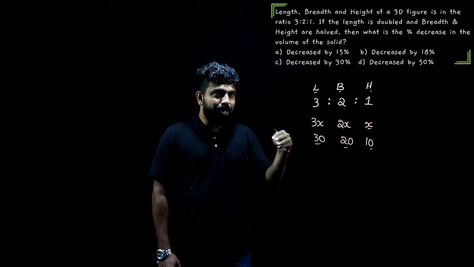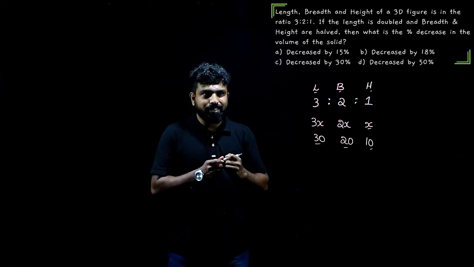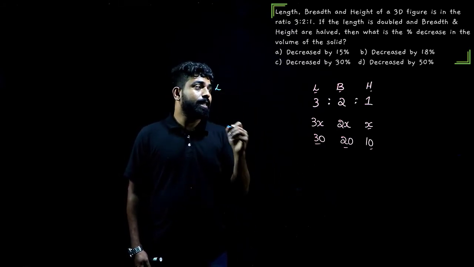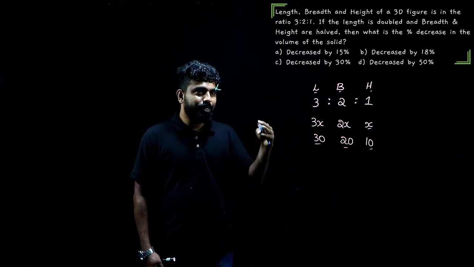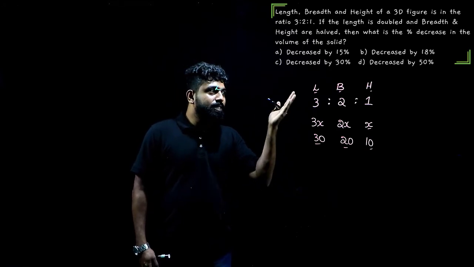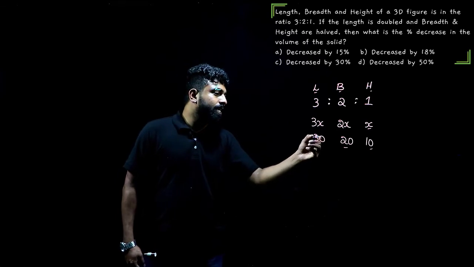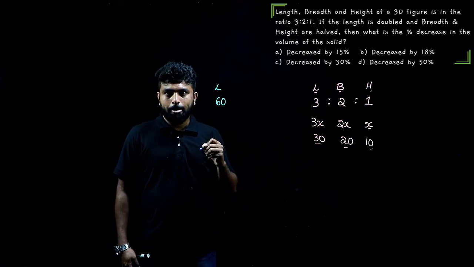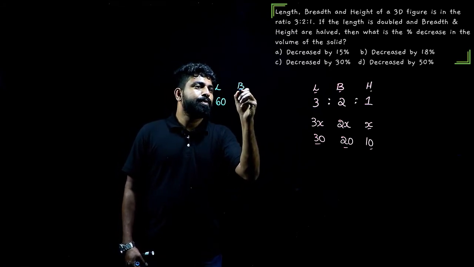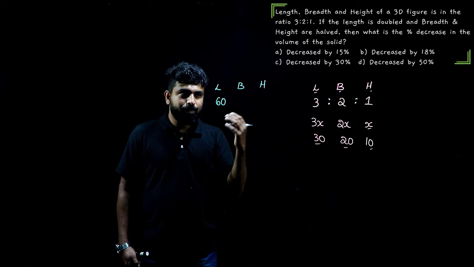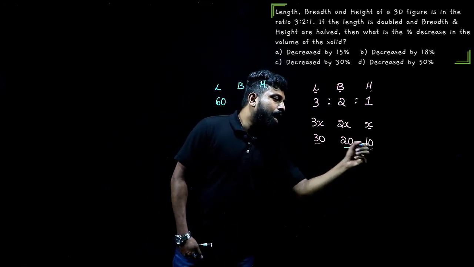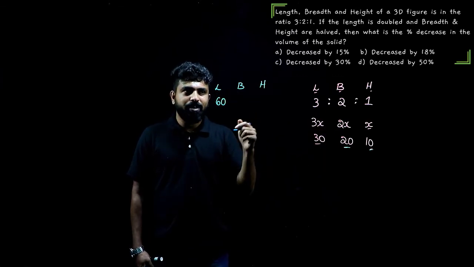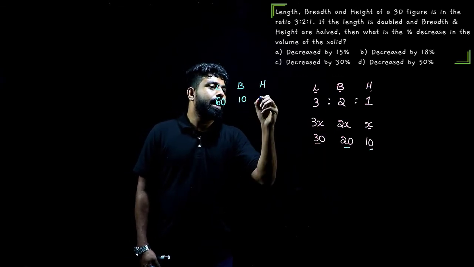Now there's a new case here. What's happening to my length? The length is doubled, and breadth and height are halved. Initially the length was 30; if it is doubled, it becomes 60. So what is happening to my breadth and height? They are halved, meaning they will be half of the initial values, which were 20 and 10. Half of them is nothing but 10 and 5.